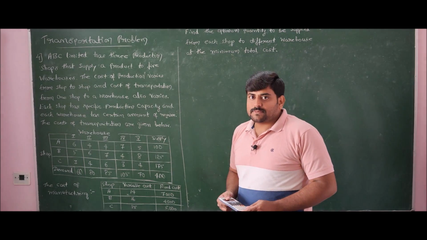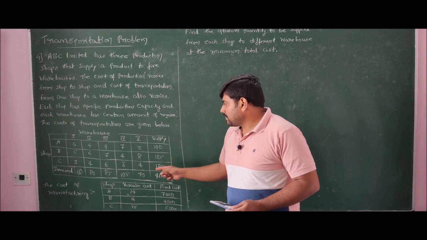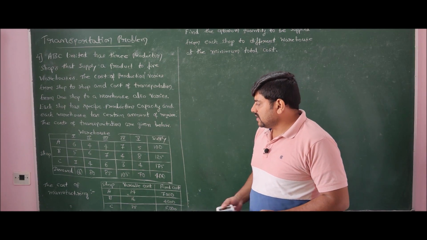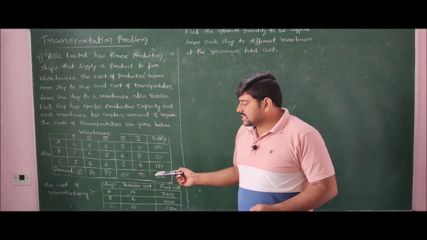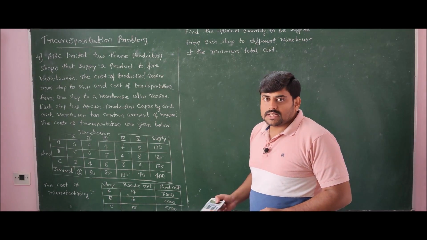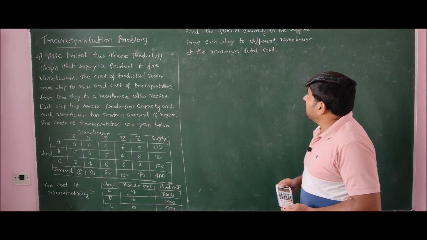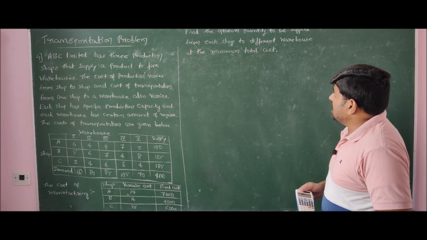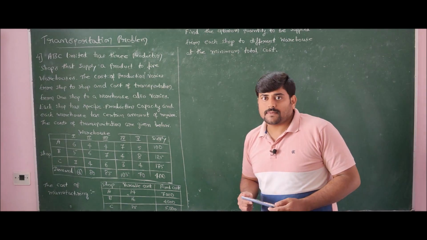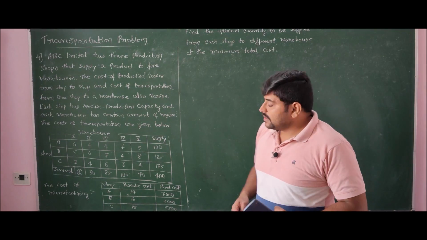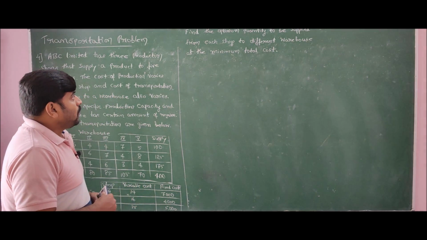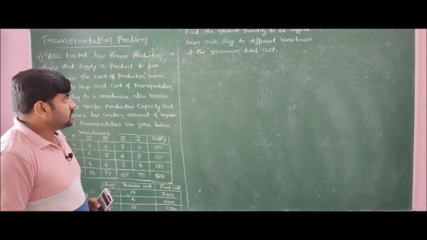So it is a balanced transportation problem because the sum of supply is equal to the sum of demand. He has also given the cost of manufacturing of the products in shops A, B, C. The variable cost and fixed cost are specified. Find the optimum quantity to be supplied from each shop to different warehouses at the minimum total cost. So we want to determine the minimum total cost to transfer the quantities produced to the warehouses.